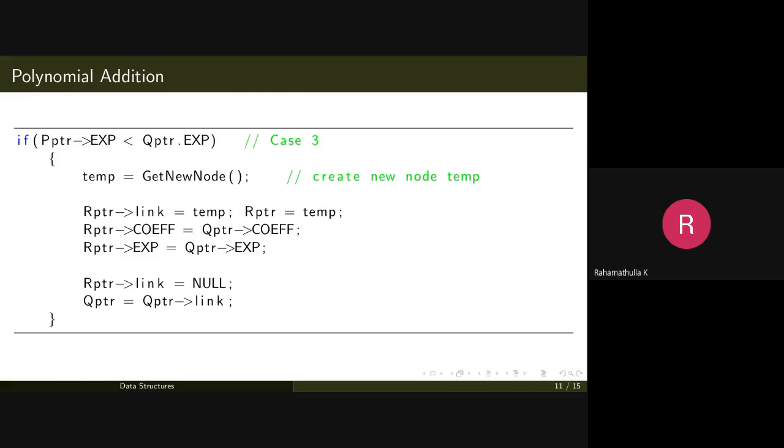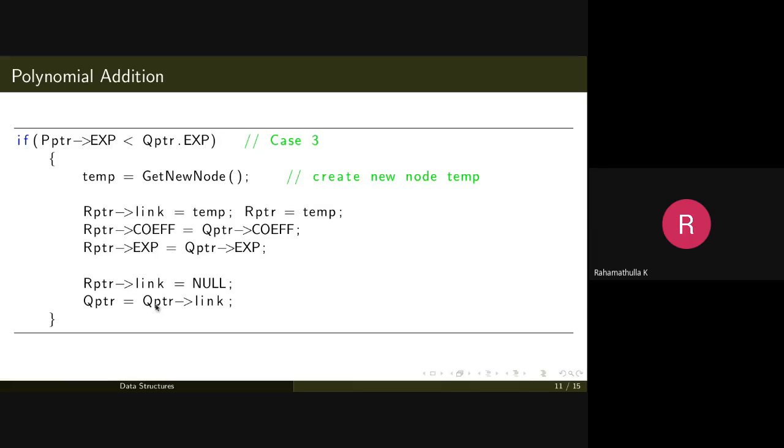In that case, we will create a new node and we will copy the contents of polynomial q, that is rptr dot coefficient equal to qptr dot coefficient and rptr dot exponent equal to qptr dot exponent. Then we'll increment the qptr pointer link, so only qptr or polynomial q is considered here. So a duplicate copy of that particular node will be created, and that will be entered into the resultant polynomial, and we'll increment polynomial q.